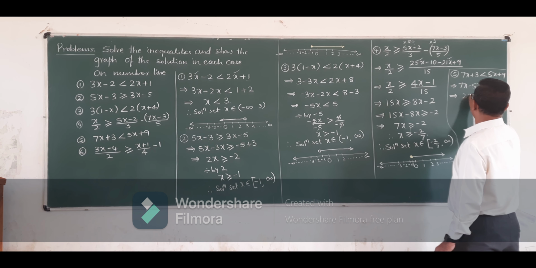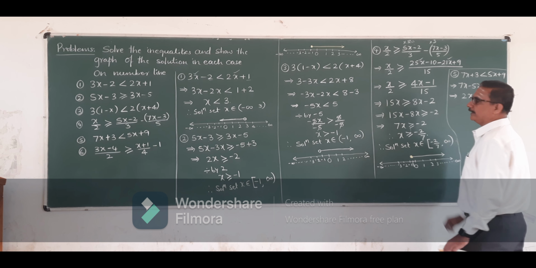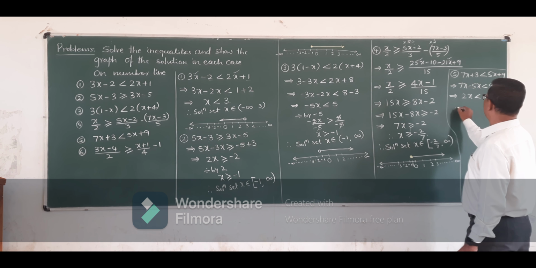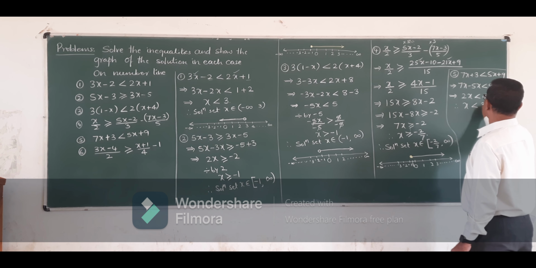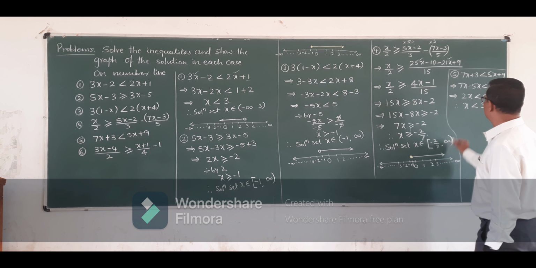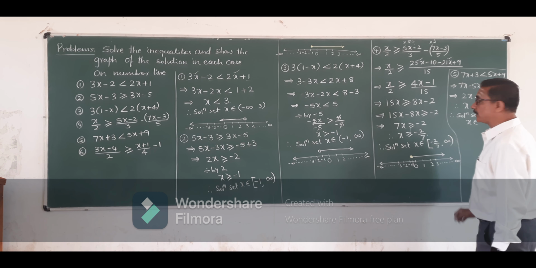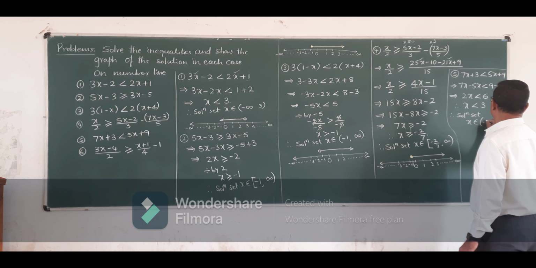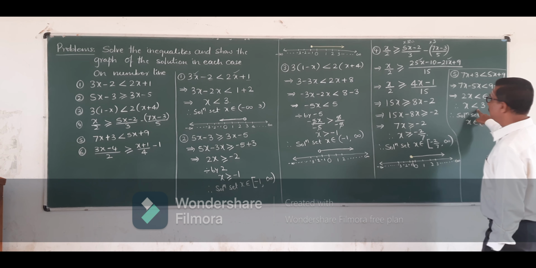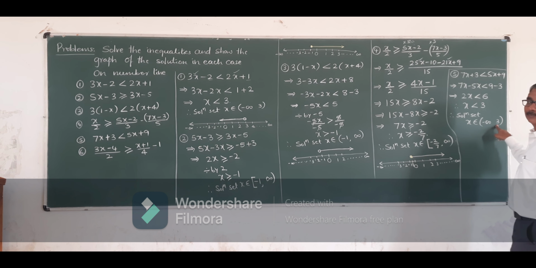7x minus 5x, 2x less than 9 minus 3, 6. Divide by positive number, x less than 6 by 2, 3. Therefore solution set x belongs to less than 3, open interval minus infinity comma 3. Less than 3 means the second term comes. Okay, minus infinity comma 3. What does it mean? More than minus infinity, less than 3.